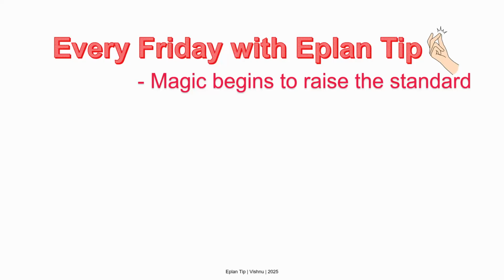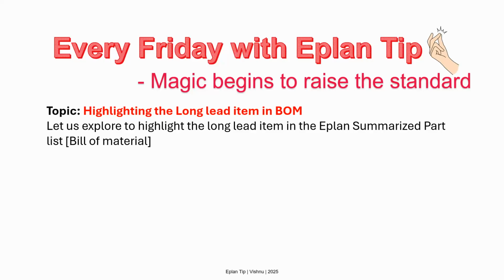What is today's topic? Today's topic is highlighting the long lead items in the BOM. For example, I want to give all the lead times, and then if I say greater than 5 weeks, or greater than 6 weeks, I want to find out what all the components are that are available. So first, how to give that lead time, and after that, how to make that in the bill of material, where so many components are available. How do we find out which components take more time? That one we will try to explore.